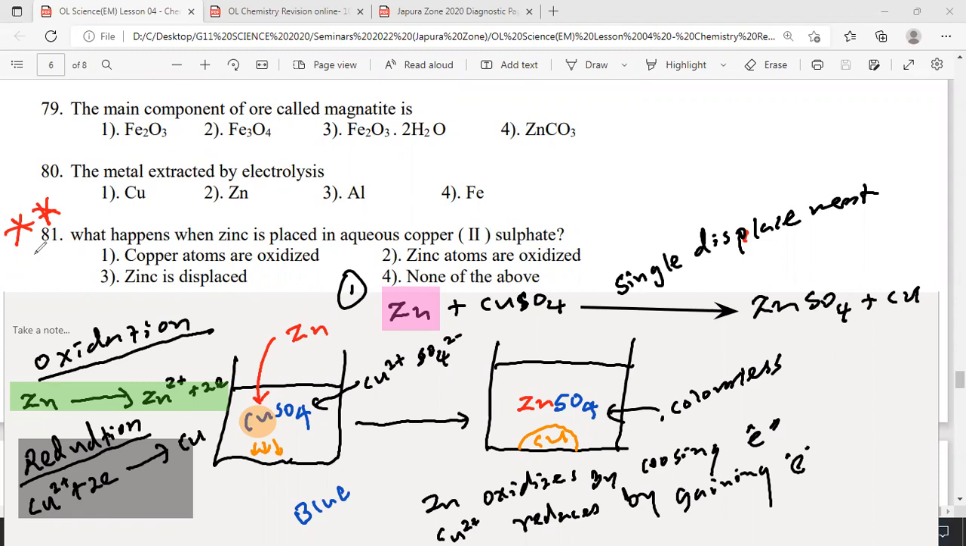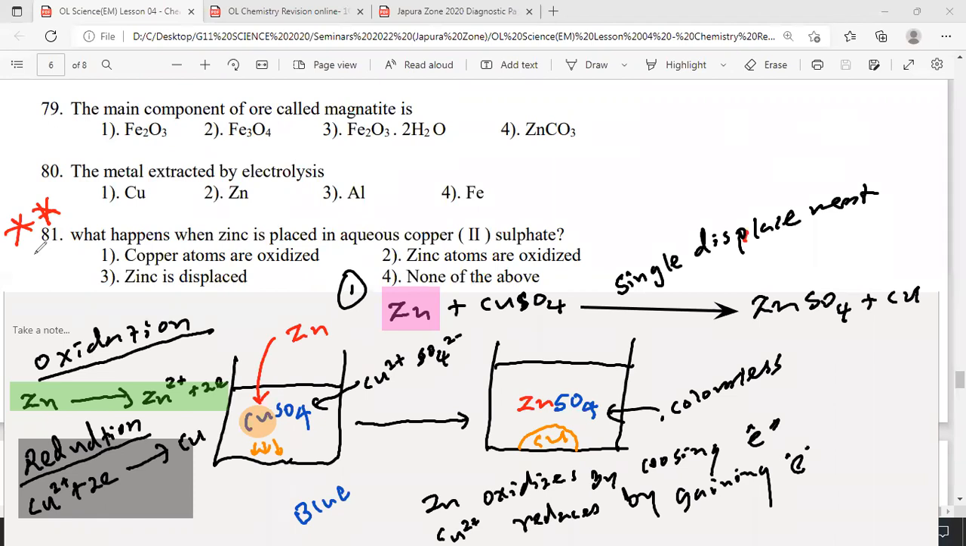You can also predict whether this reaction is possible or not. What happens if you do the other way around? If you add copper to zinc sulfate, no change. Copper is less reactive. Copper cannot displace zinc. If you keep zinc sulfate in the solution and add in copper, no changes. No reaction will take place. You can write the reaction, but it's not going to happen in the real world. Understood?